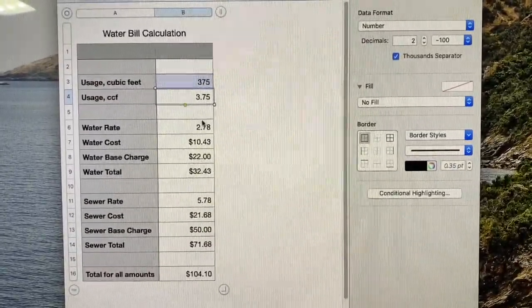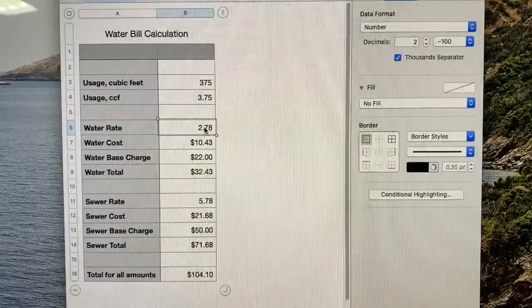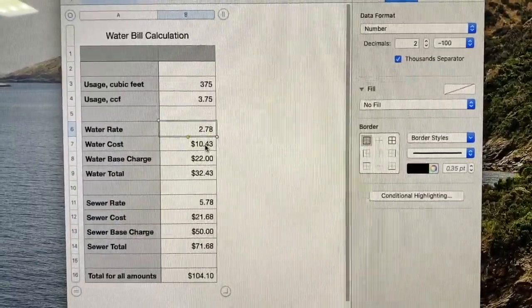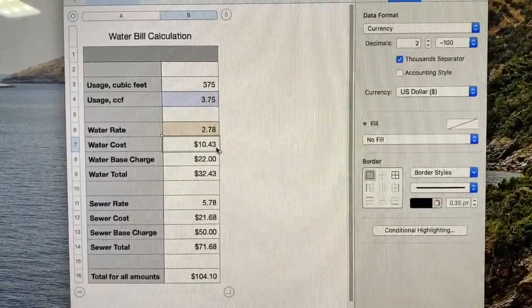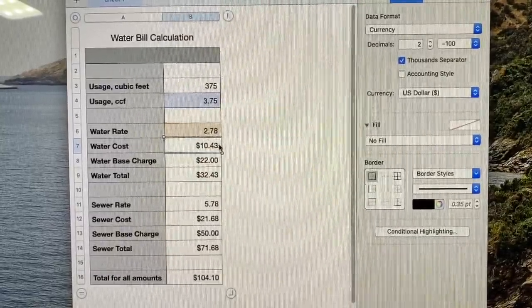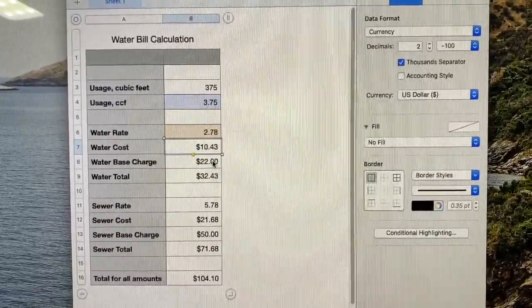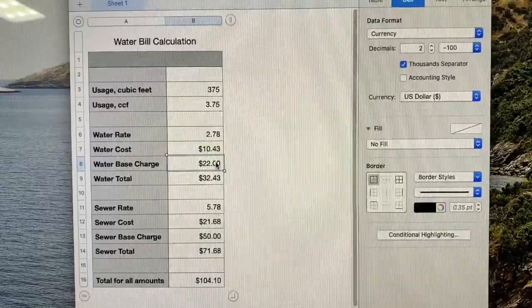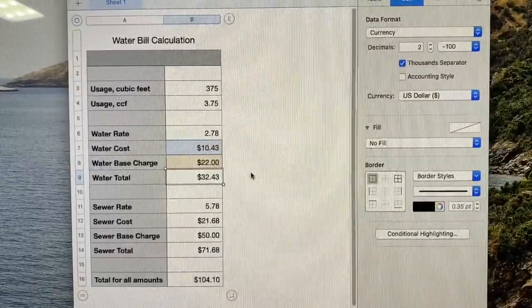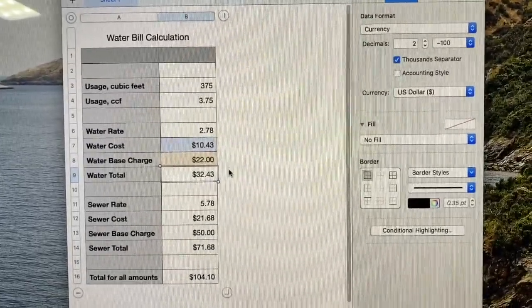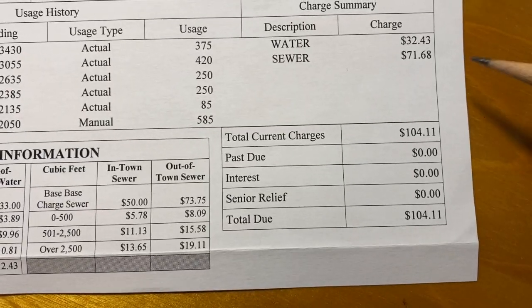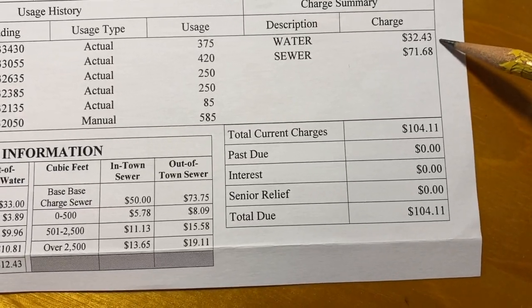So then I take that, I got this rate off the water bill, and I multiply the two together, and I get $10.43 for the cost of water. And then I add the base charge of $22, so the total for water is $32.43. And that matches what it shows on the actual water bill.